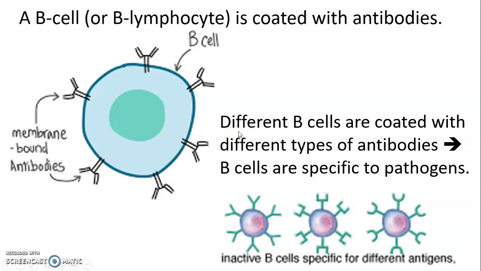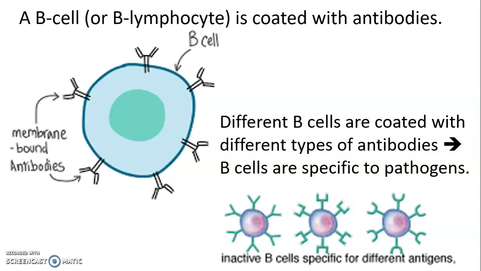Different B cells are coated with very different types of antibodies. So this picture represents it easily. There's a triangle shape, a square shape, a circular shape. These all represent different types of antibodies. Why? The antibodies are specific to different pathogens. This can bind to one type of pathogen, this will bind to another, this will bind to another. So these are B cells specific for different antigens slash pathogens, okay?